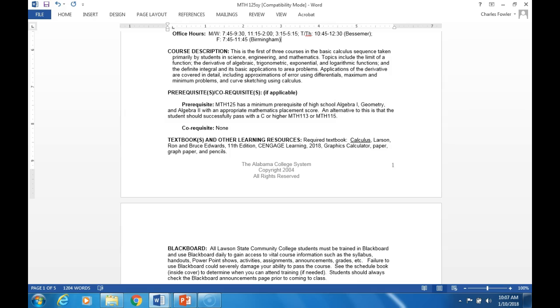This is the first of T courses, T-E-E. That's not right. I cannot put it on my syllabus. I know I'm not supposed to change that, but I'm going to put the H-R in it. So I changed that. I think they corrected it now. Of three courses in the basic calculus sequence, taken primarily by students in science, engineering, and mathematics. I take it that's you, right? Okay. Topics include the limit of a function.